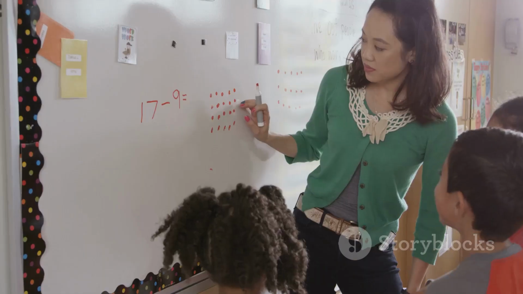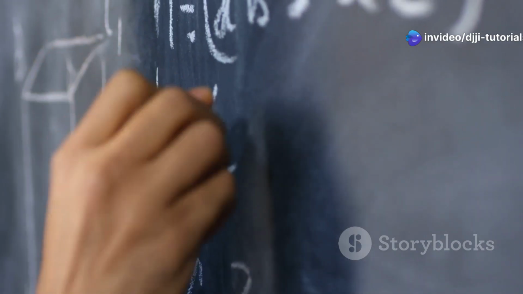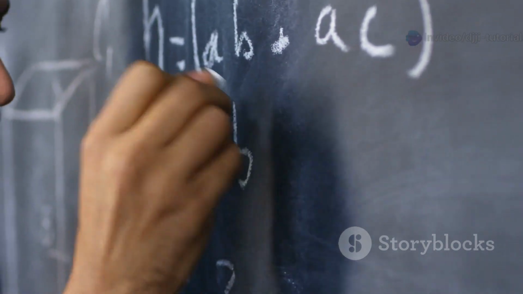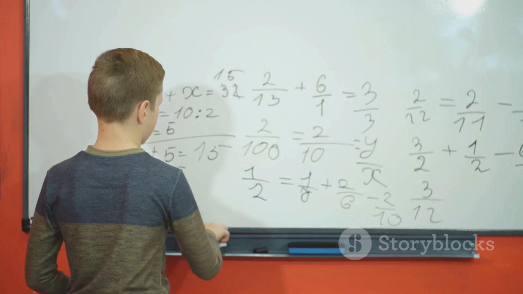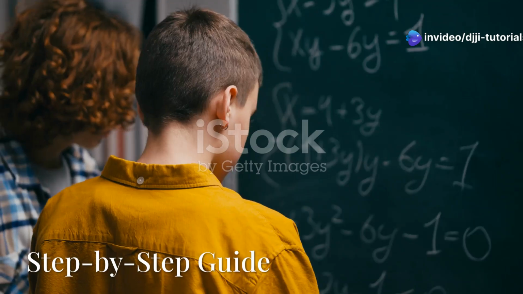Adding and subtracting polynomials involves combining like terms. When adding, simply group together terms with the same variable and exponent, then add or subtract their coefficients. When subtracting, remember to distribute the negative sign to all terms in the polynomial being subtracted, then combine like terms as in addition.